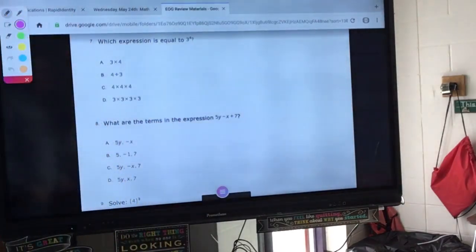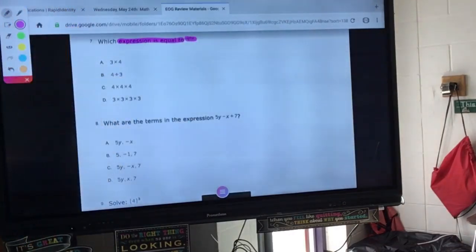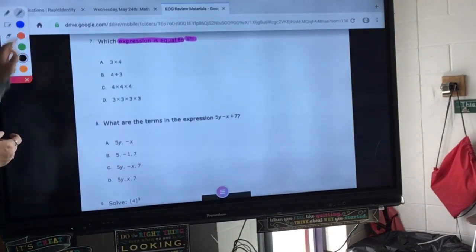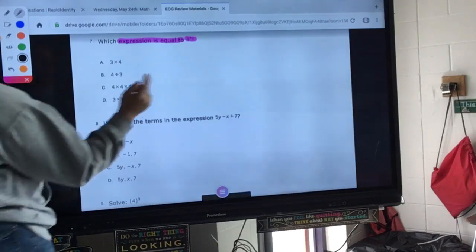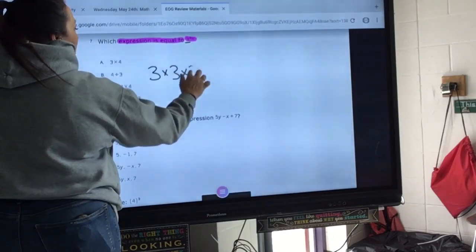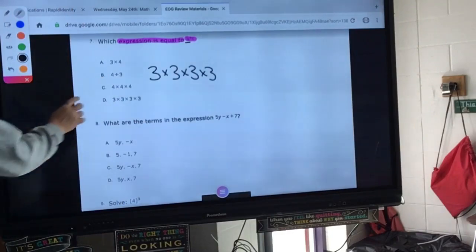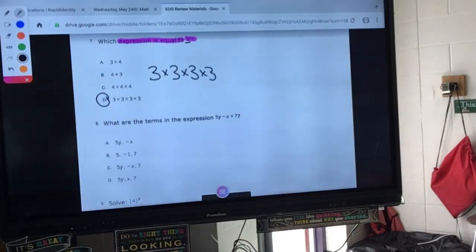All right, so number 7 says which expression is equal to 3 to the 4th power. This one should be pretty easy. What operation are we doing when we find exponents? Zoe? Right, so you're multiplying. So again, yesterday our root number is 3. So we're repeating multiplication of 3 how many times? 4 times, because that's what the exponent is. So this is your answer for that one. Okay?